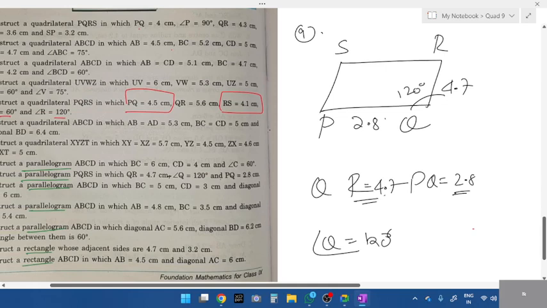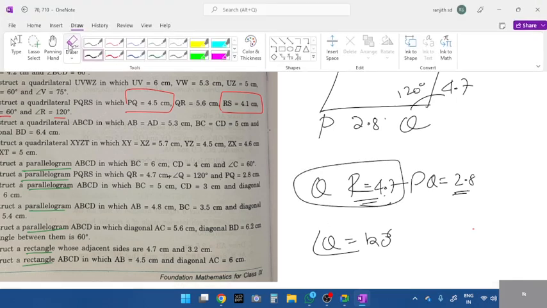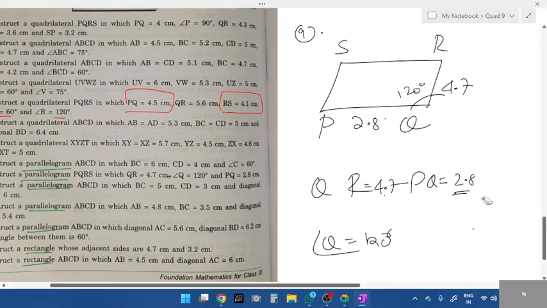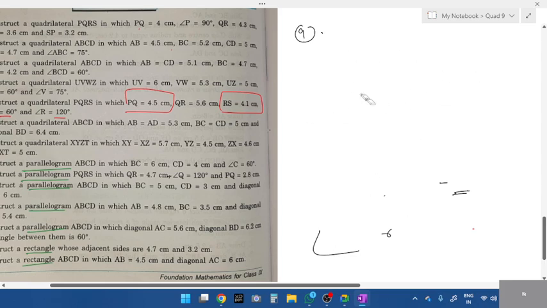Now, which one is greater? 4.7 is greater or 2.8? So, which base do we have to take, students? PQ or RQ? We need to take QR. Not PQ, PQ is smaller. Sorry, QR. Okay, we need to take QR. Is this clear, all of you? Understood how to take the base? Okay, try this question, students.